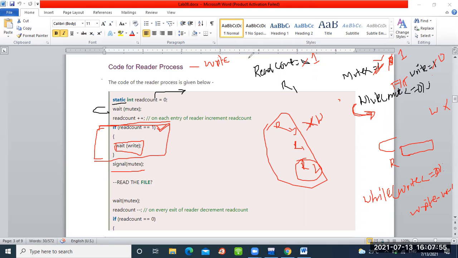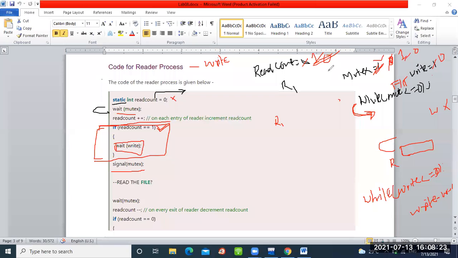Now suppose one more reader arrives, and read count is 1. It will not initialize again because it is static. It will call wait of mutex again, so mutex will be 0. Now this condition is false, and the read count value will be 2, because this is my second reader. Now again I check if read count equal to 1. No, read count is not equal to 1, because it is the second reader.